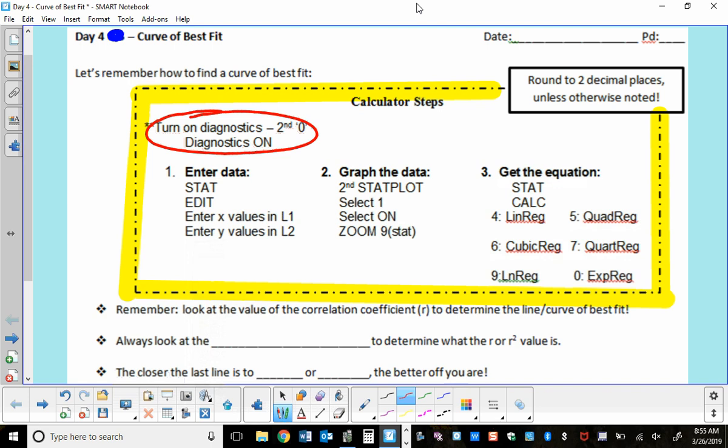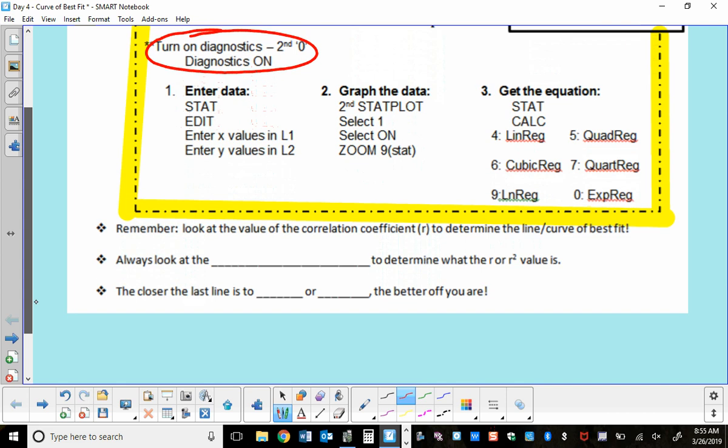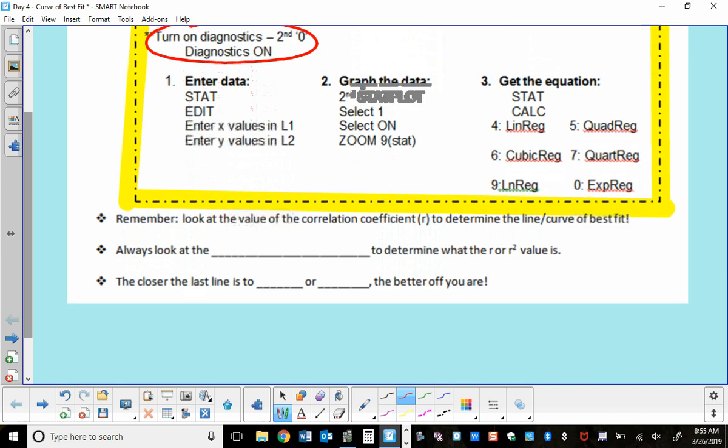The next part of this, step 1, 2, and 3, basically tells us how to enter the data that we're going to be entering, how to graph it, and then how to get the equation that we want. All right, so it says, remember, look at the value of the correlation coefficient. All this means is to look at your R. We will talk about our R often. To determine the line or curve of best fit.